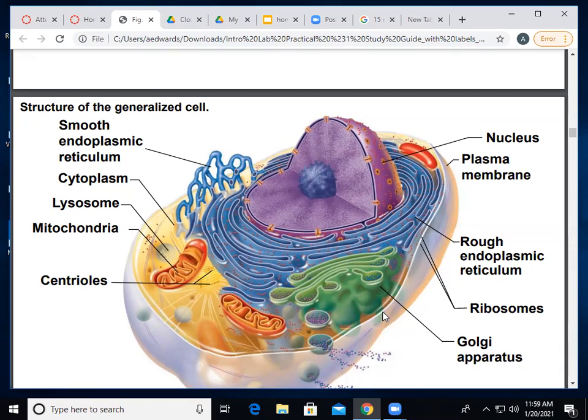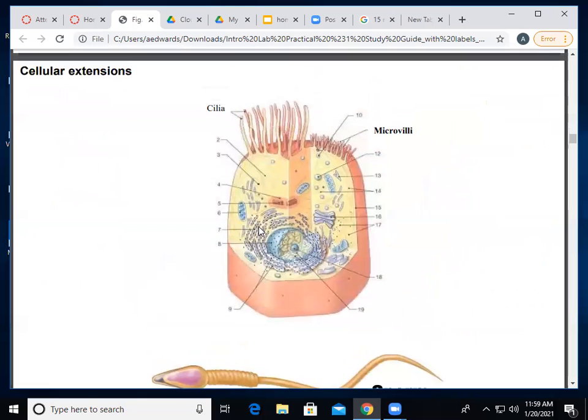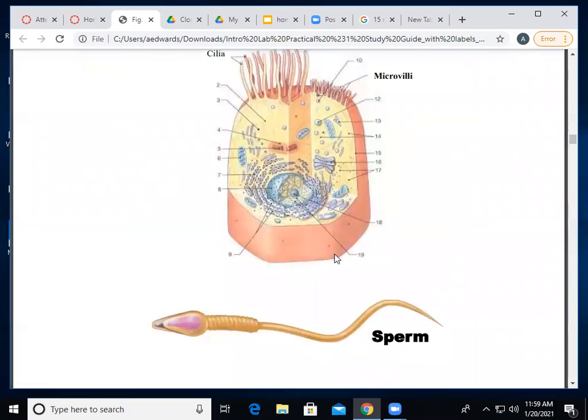It has the same structure. When we get to the nervous system, then we'll talk about the specific parts. But generally speaking, whether you see one or the other, you should be able to identify parts on it. Okay. All right. Now there are also cellular extensions, things that come off the cell.